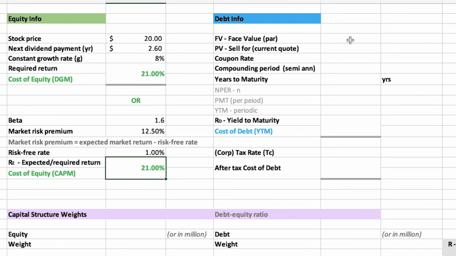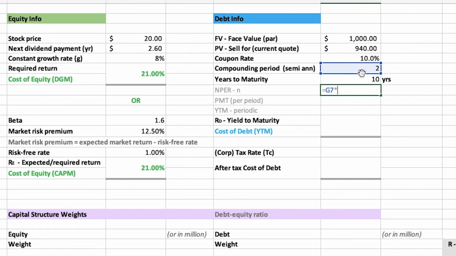And for the bond side, if the face value is $1,000 and let's say it sells for $940 and the coupon rate is 10% and it usually compounds semi-annually, then years to maturity 10 years, number of payments would be 2 times 10. And the payment per period, we use the coupon rate over the compounding period times the face value, and it's $50.